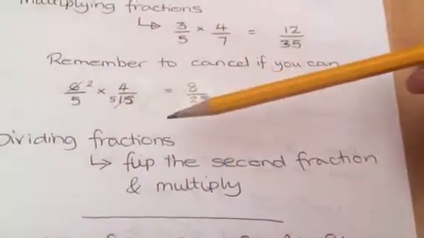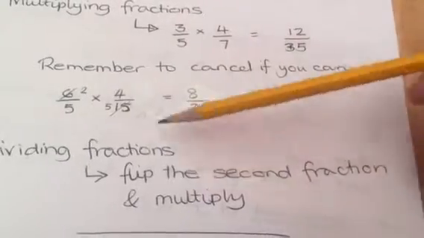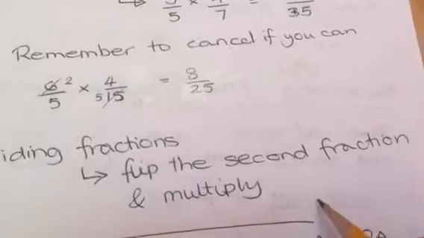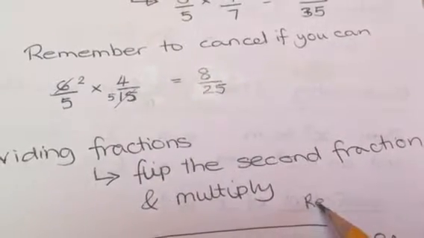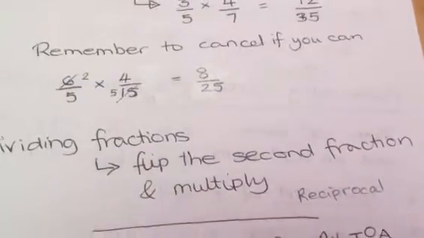You need to know the rule for dividing fractions, to flip the second fraction and then multiply. The proper word of course is reciprocal, so it may be that you use the phrase take the reciprocal for the second fraction and then multiply.